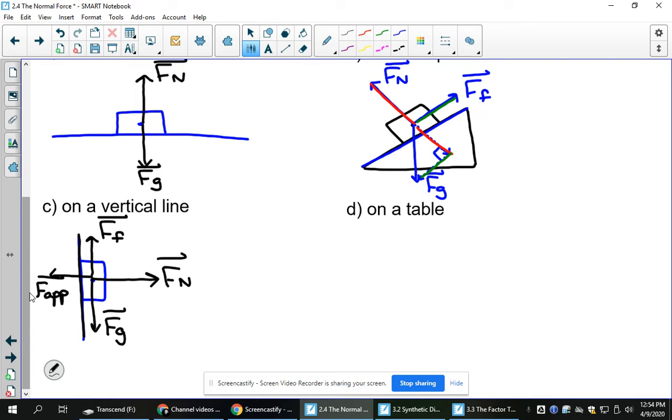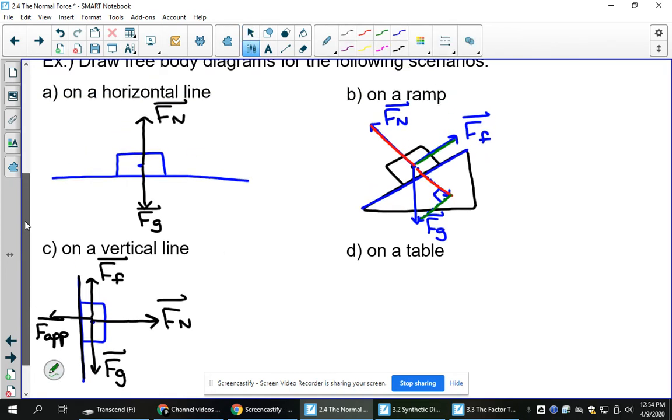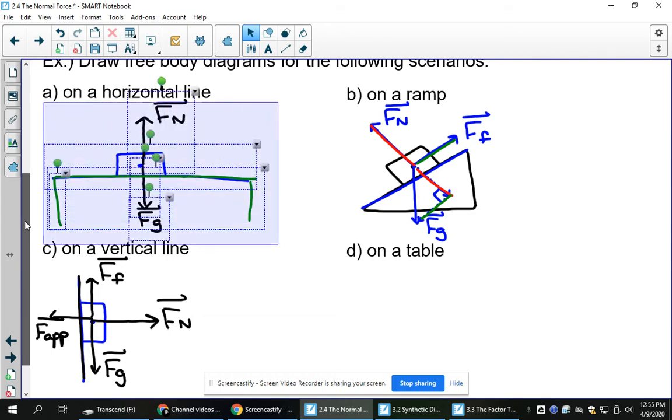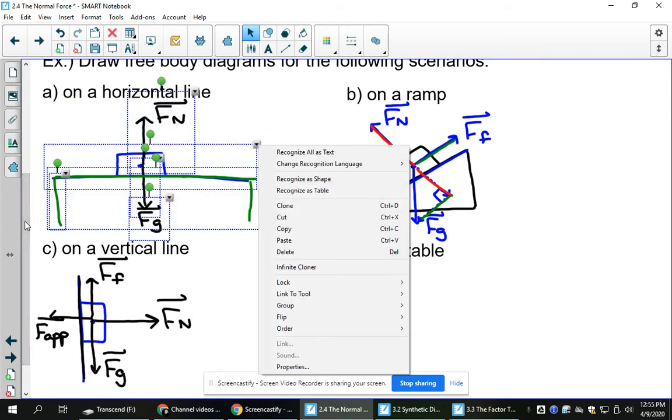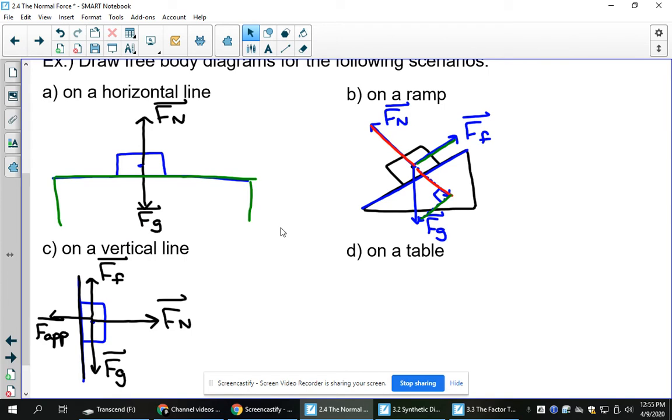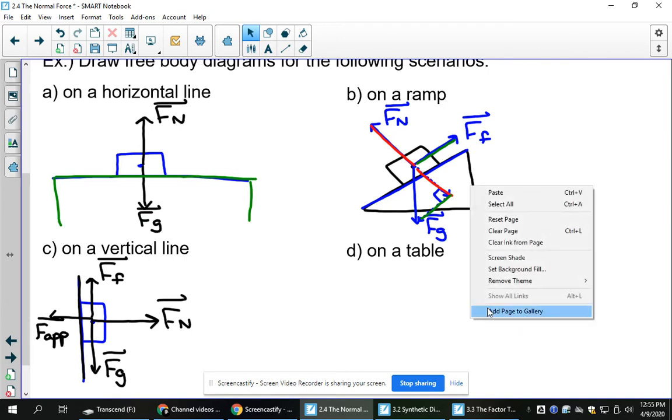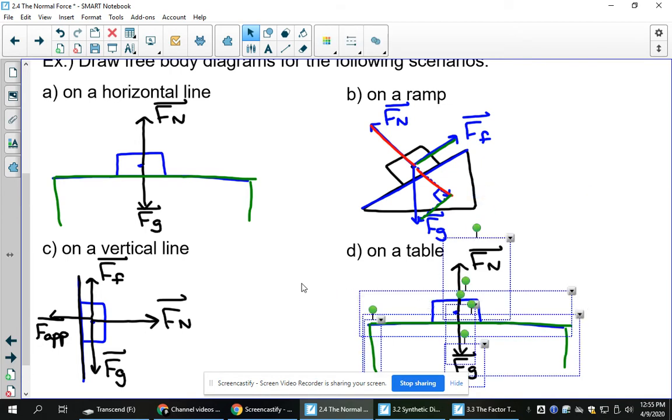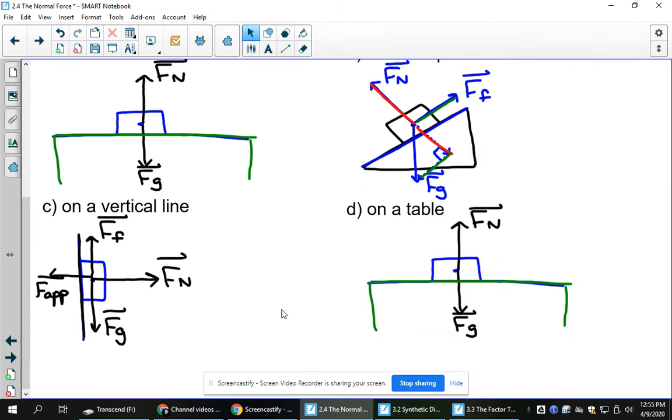Now for a table, this is not a trick question. If I go back to part A here and I just put some legs on this horizontal surface, that's now a table. This is exactly the same free body diagram. Because it's raised off the ground, it doesn't change anything about what you're going to write there. So this exact picture is going to be what it would look like if you have your free body diagram on a table.